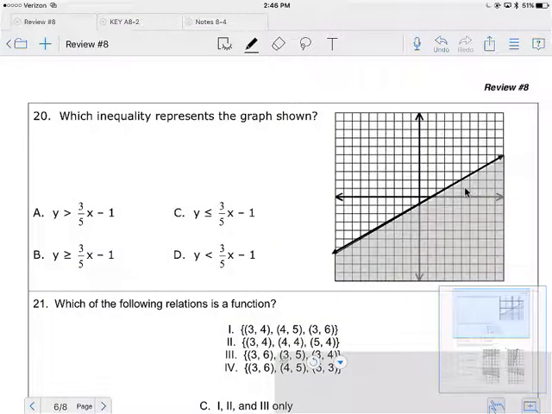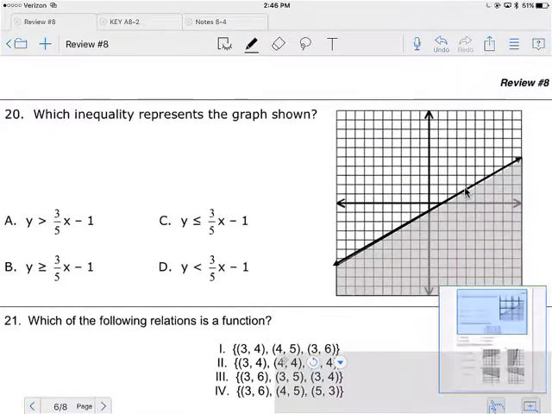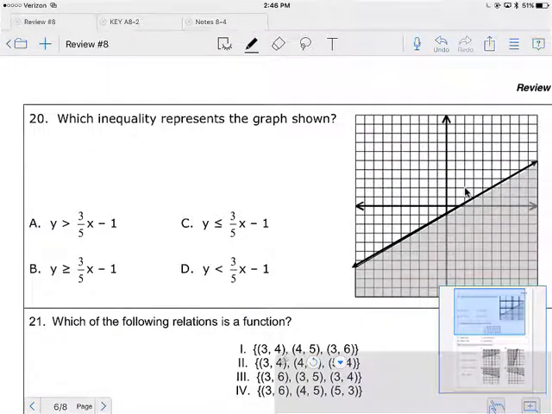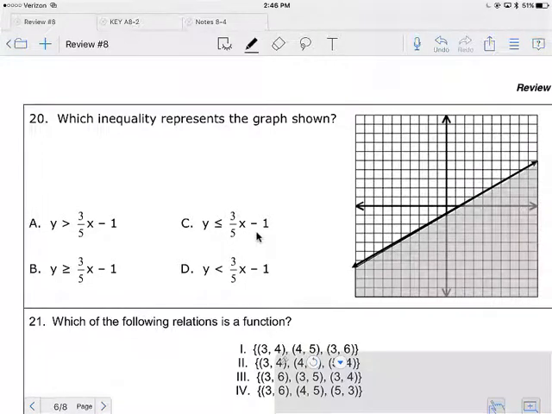Problem 20 asks me the same thing. They all start down at -1. They all have the same slope. So one thing I notice immediately here is my signs. One of them has a line and one of them does not. So I go and look at my picture. My picture has a filled in line. So I could mark out A and D because A and D would need to be dashed.